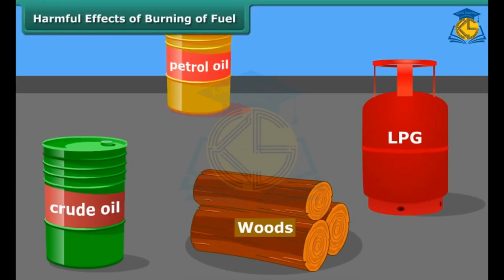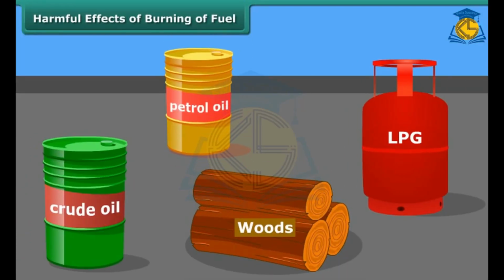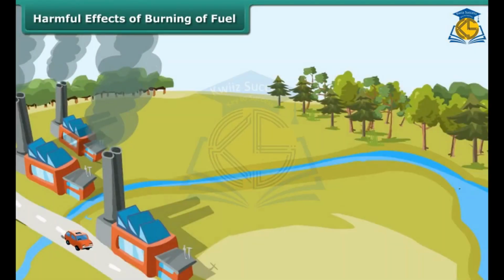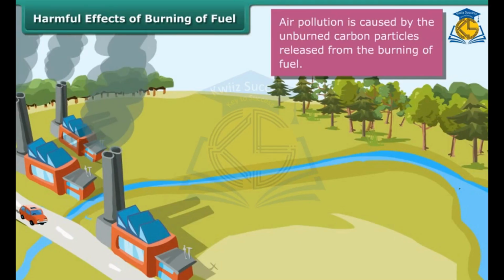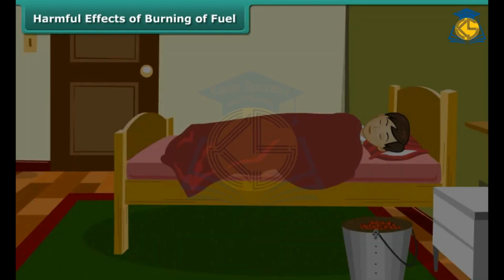Fuels are important, but increased fuel consumption has harmful effects on the environment. The smoke emitted by vehicles and industries contains unburnt carbon particles which cause air pollution. It is advised never to sleep in a closed room with a burning coal fire in it, as the combustion of coal will be incomplete due to less oxygen. The resulting poisonous carbon monoxide gas will be released, which can kill persons sleeping in that room.